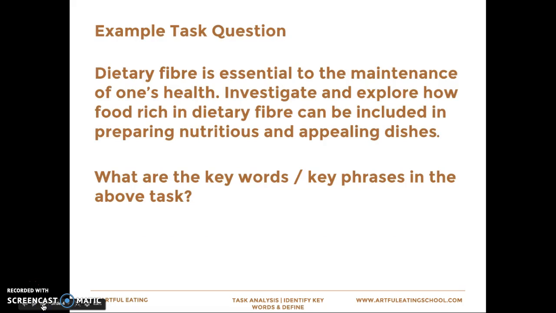So here's an example task question. Dietary fiber is essential to the maintenance of one's health. Investigate and explore how food rich in dietary fiber can be included in preparing nutritious and appealing dishes. So, what are the keywords or key phrases in the above task? Just take a moment to think about it.